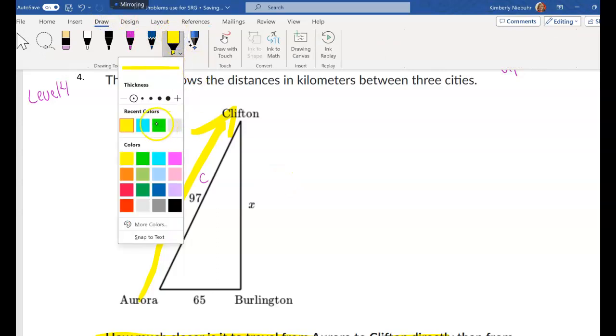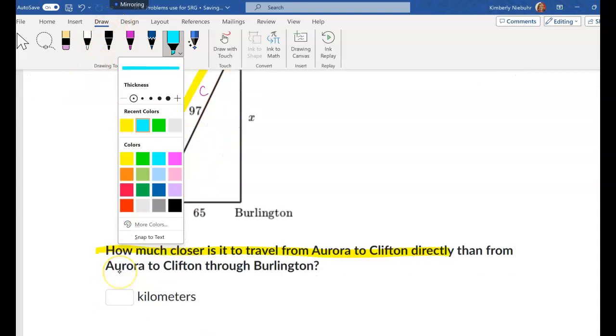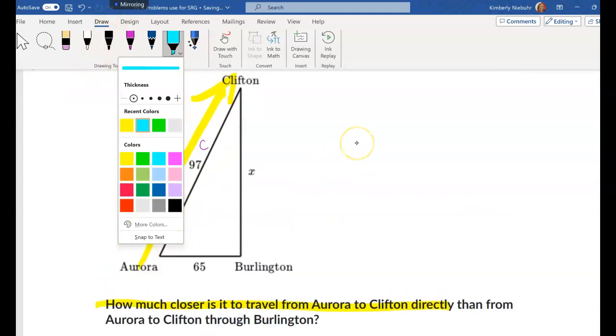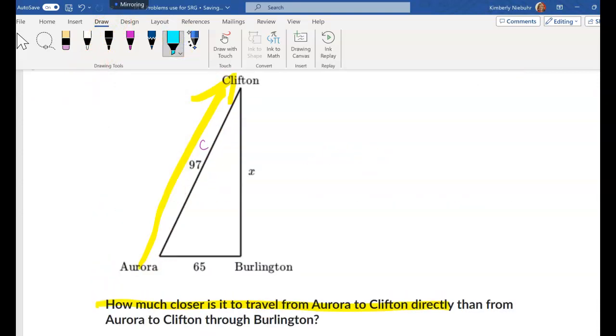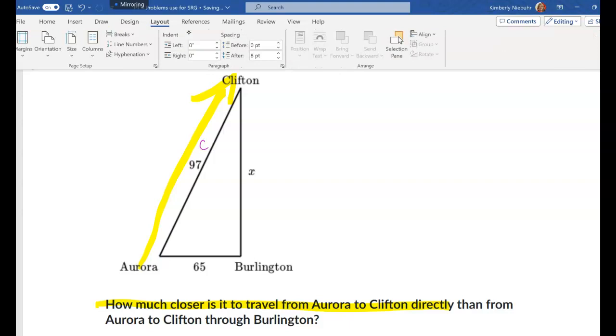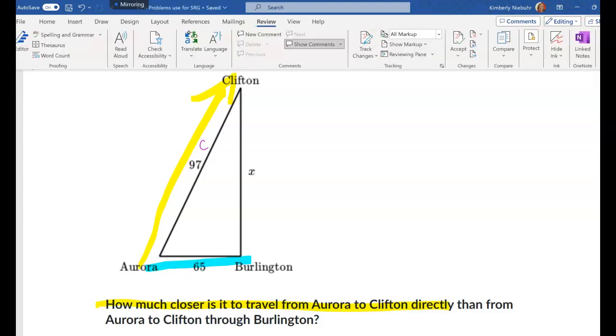So Aurora, what was it? Aurora through Burlington, and then Aurora to Clifton through Burlington. Through Burlington. Yes, I'm doing this right.